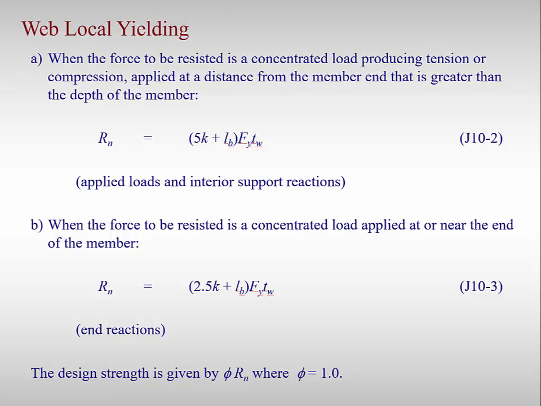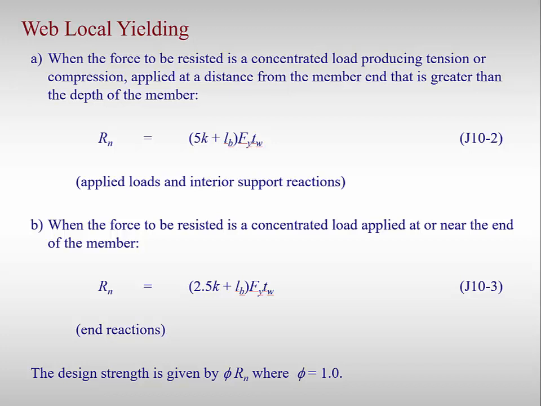Shown are the design provisions for the web local yielding. Note that there are 2 equations. The first equation, equation J10-2, is applied when the concentrated load is a distance from the end of the member that is greater than the depth of the member, which is d. This allows the bearing stress to fully spread out on both sides of the load location. Note the 5 in the equation. This is actually 2 times the 2.5 assumed horizontal spread of the bearing stress.